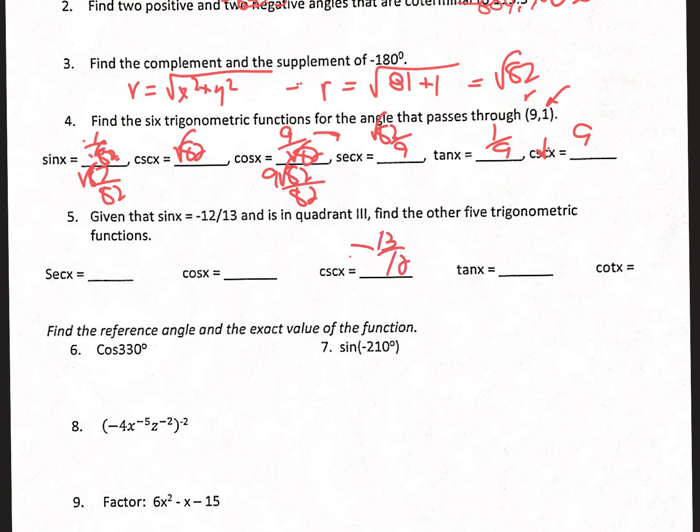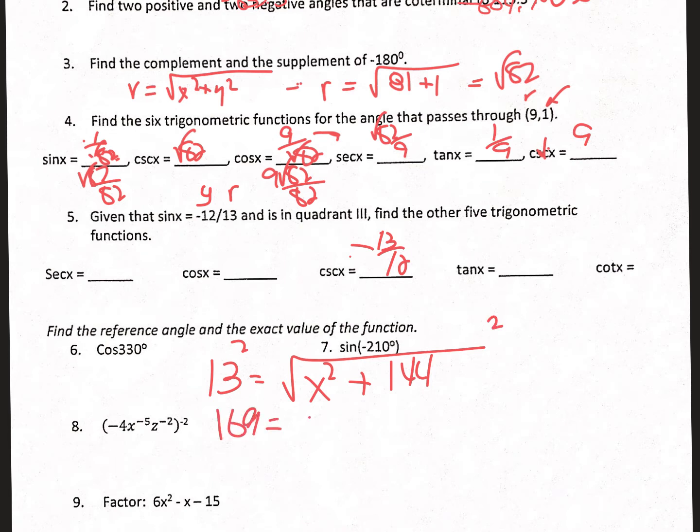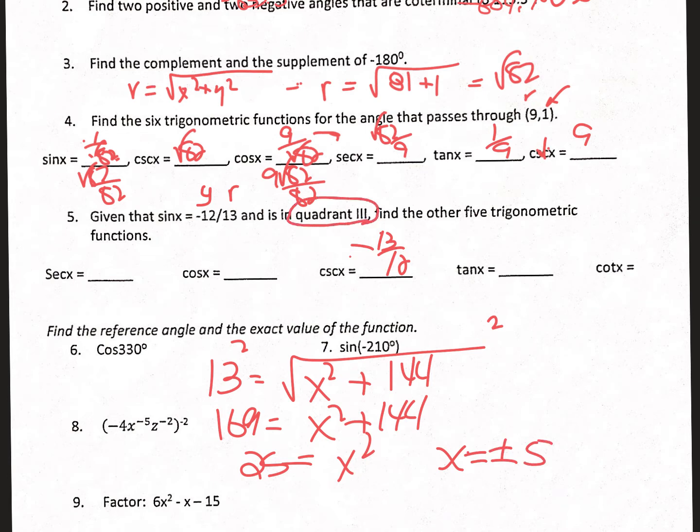There we go. Now, remember, sine is y over r. So my y is negative 12. My r is 13. So if I set up that equation, I'm going 13 equals the square root of x squared, which I don't know, plus y squared. And y is negative 12. So if you square that, it's 144. To solve this, I'm going to square both sides. That gives me 169 over here. Over here, the square root goes away. If I move that 144 to the other side, I get 25. So x is going to be either plus or minus 5. And the key to knowing which one it is, it has this in quadrant 3. In quadrant 3, the x and y are both negative, so my x is negative 5.